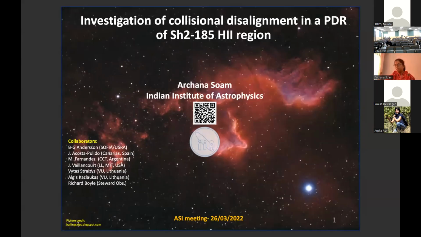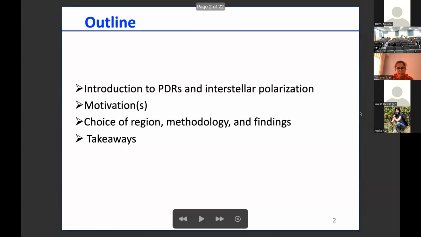In these 12 minutes, I'm going to talk about our recent work on collisional disalignment in a PDR, IC 63, which lies in the Sh 2-185 region. This work was done with some of my collaborators. The outline of this talk: I'll give some introduction on PDRs and interstellar polarization, tell about the motivations of this work, why we chose this region, what method we used, and what the findings were.